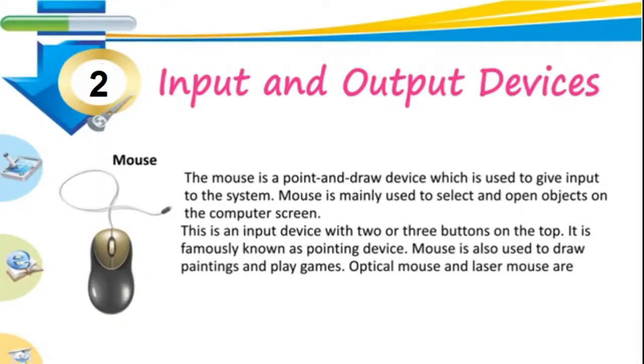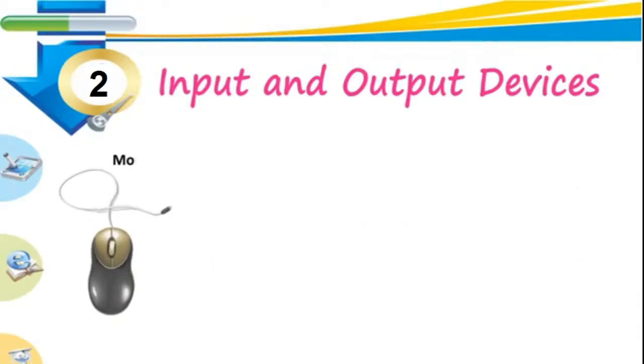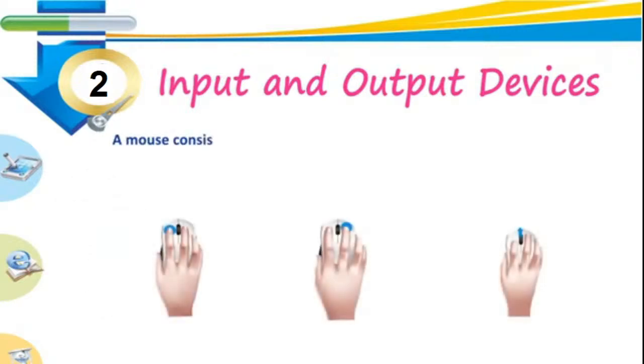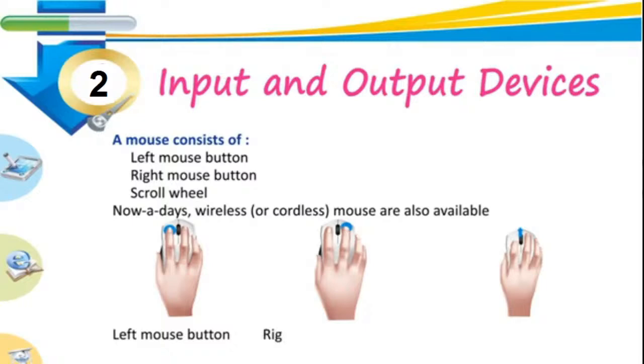Optical mouse and laser mouse are more accurate and reliable than traditional mouse. A mouse consists of left mouse button, right mouse button, scroll wheel. Nowadays, wireless or cordless mouse are also available. Left mouse button, right mouse button, scroll wheel button.